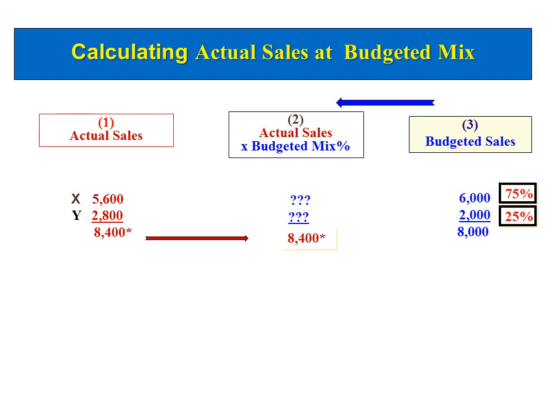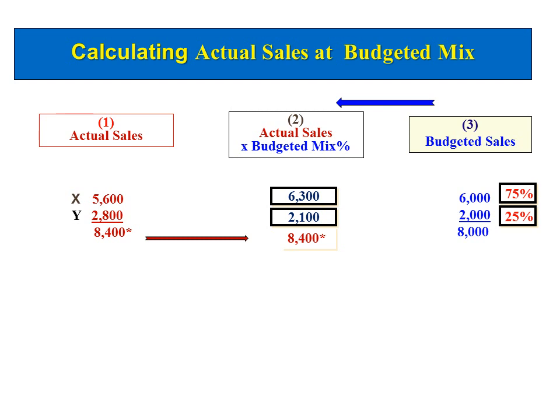8,400 times 75% will equal 6,300. I will repeat the calculation using Y. The total is 8,400, but the percentage for Y is 25%, which will equal 2,100. Don't forget the total of them must equal the total of actual sales. Okay?